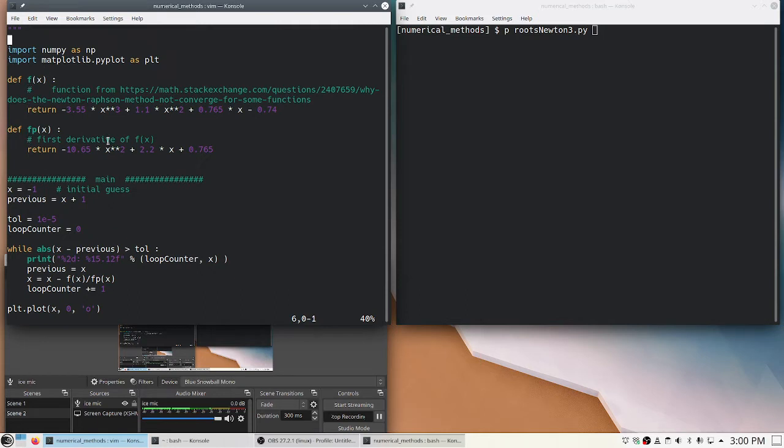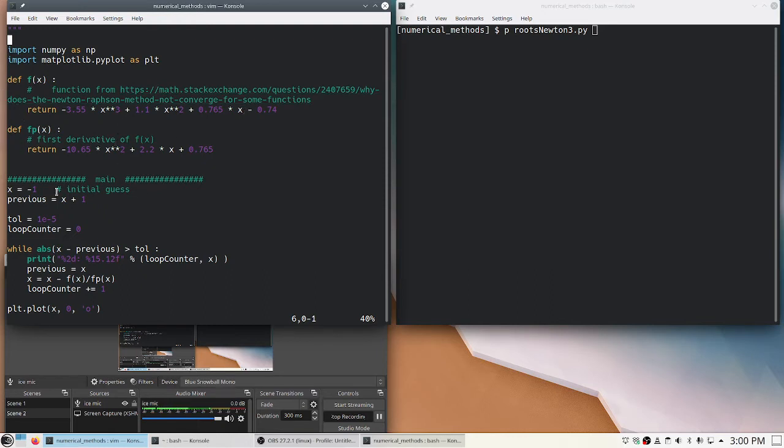Then I'm creating two functions here. F of x is the function that we're processing. It's minus 3.55 times x cubed plus 1.1 times x squared plus 0.765 times x minus 0.74. And then the derivative of this is right here, minus 10.65 times x squared plus 2.2 times x plus 0.765. Note that I got this original function from this link because it's difficult to find functions that will demonstrate the problem of convergence that I want to demonstrate here. Okay, so I had to sort of borrow their function here.